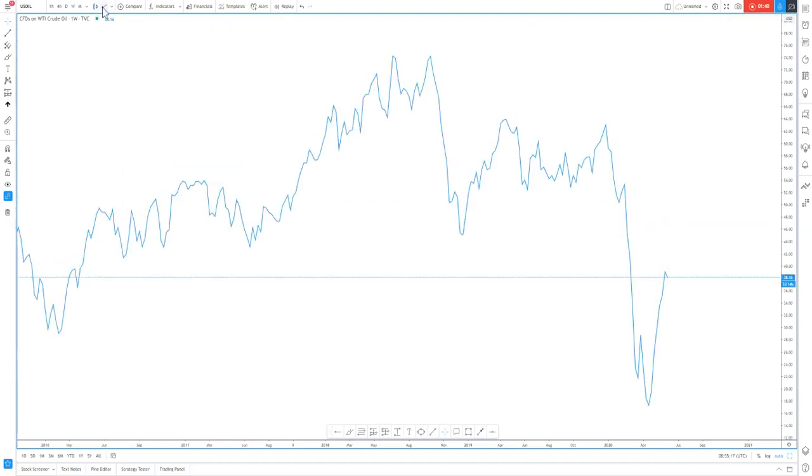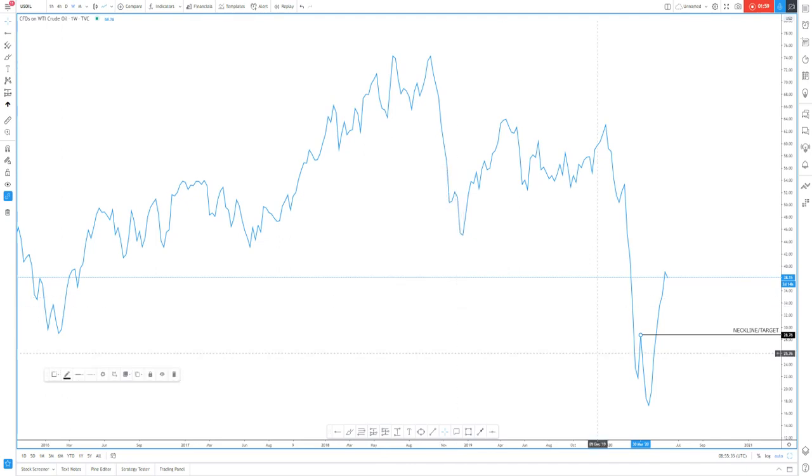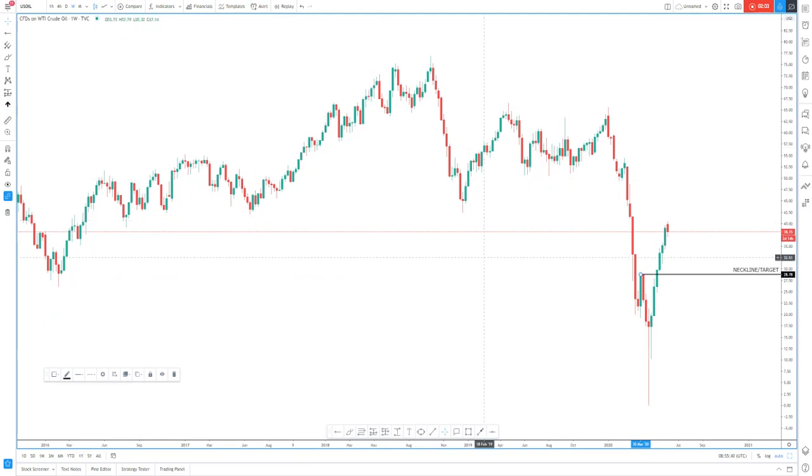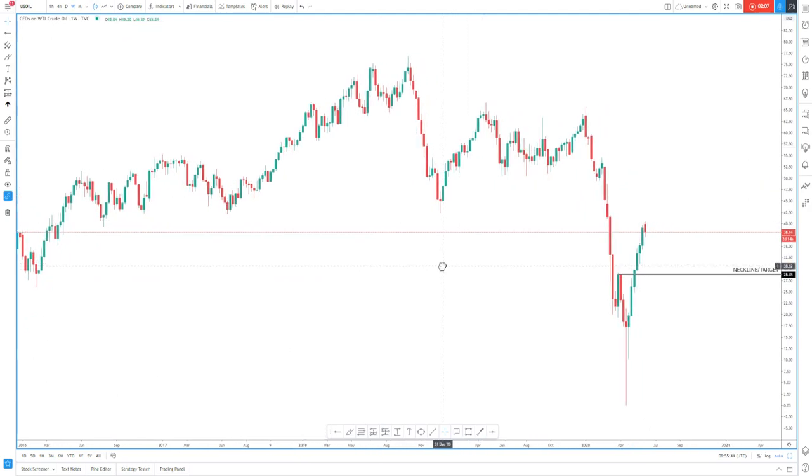So what would I do? I would switch to my line chart to be precise and use my ray to mark out the tip of the neckline so I know where to use as my target. So I'll just label this neckline slash target. Brilliant.